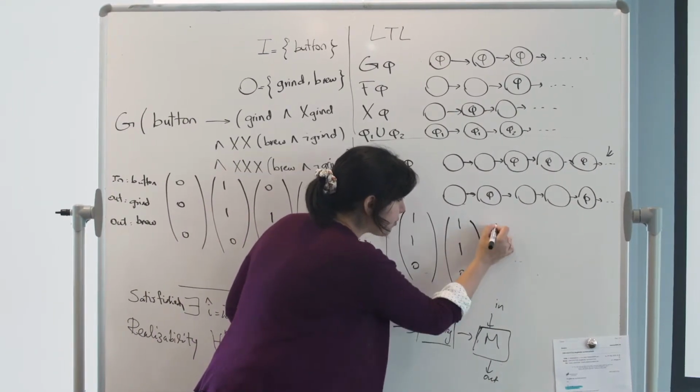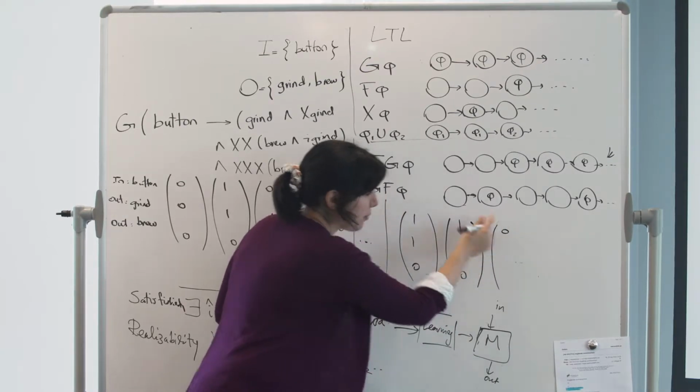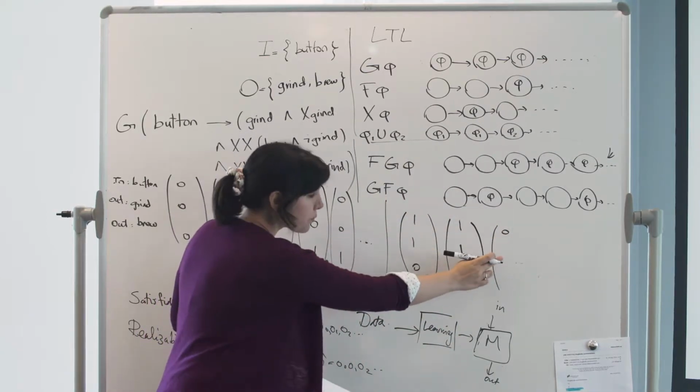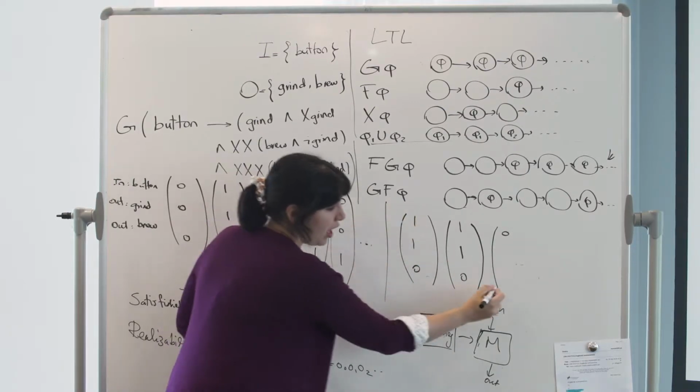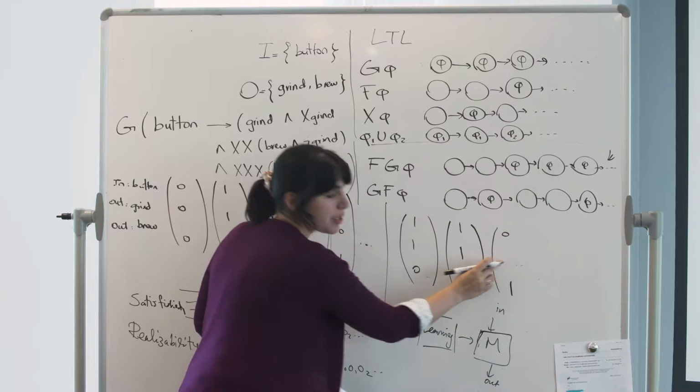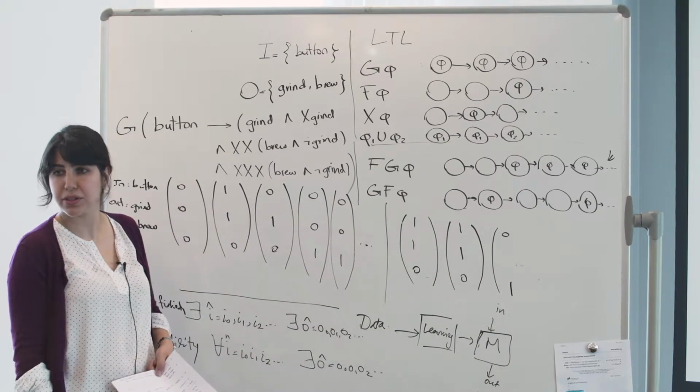And then next time step, let's say I'm not pressing anything. The input doesn't matter here, right? For this press button, I have to be brewing here. But what should this one be? What should be the grinding output?